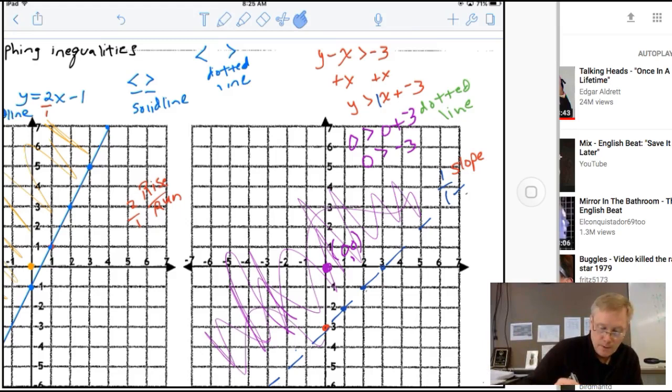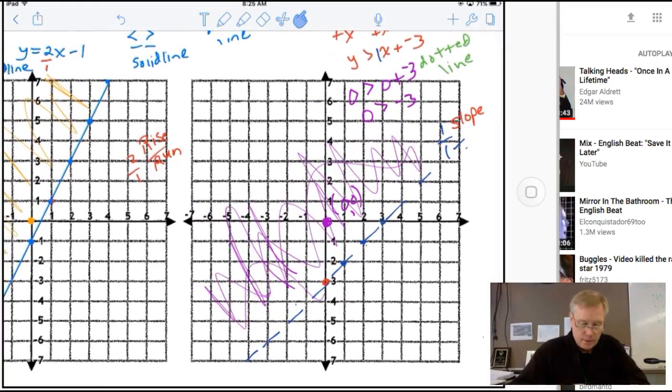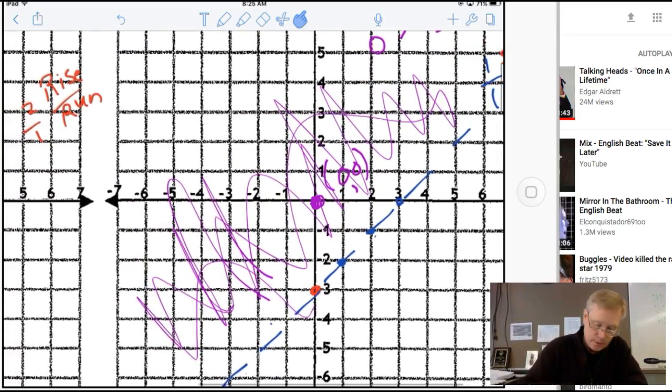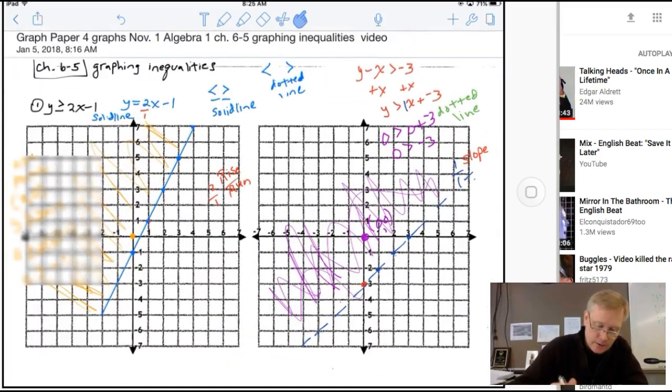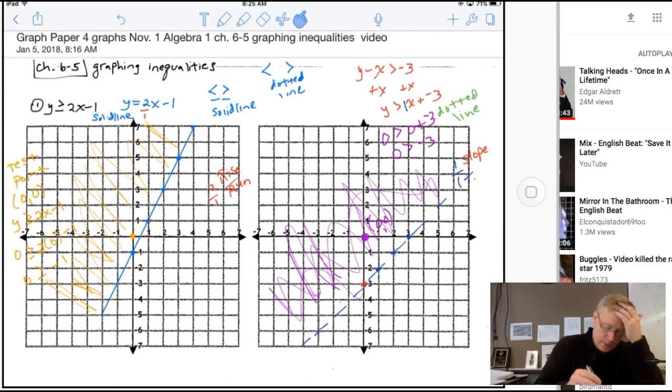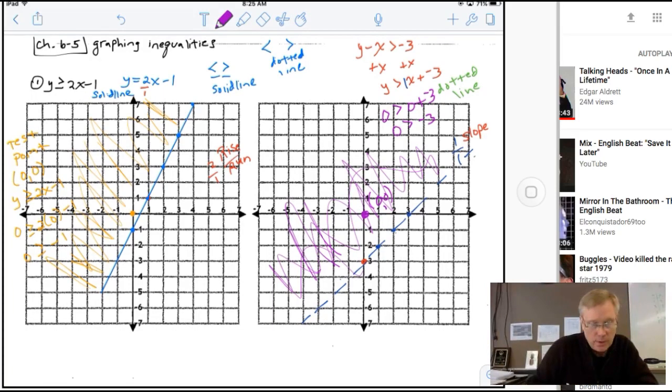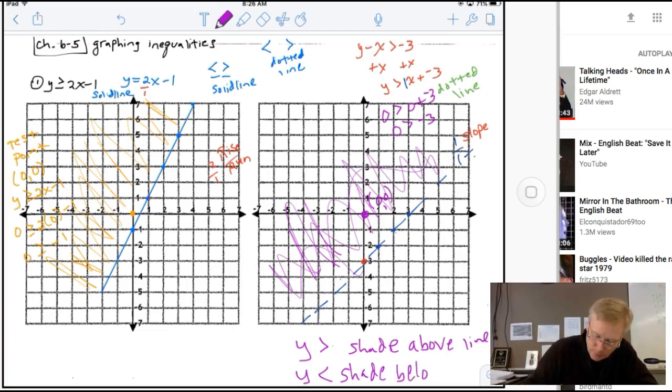Okay, now, when I was taking algebra as a young man, I did graph a whole lot of these, and I figured something out. And I went and asked my teacher if it was always true. And what I said was, if I have something that's like this, y is greater than, I'm always shading above the line. And if I have something that's like this, where it's y is less than, I'm always shading below the line.